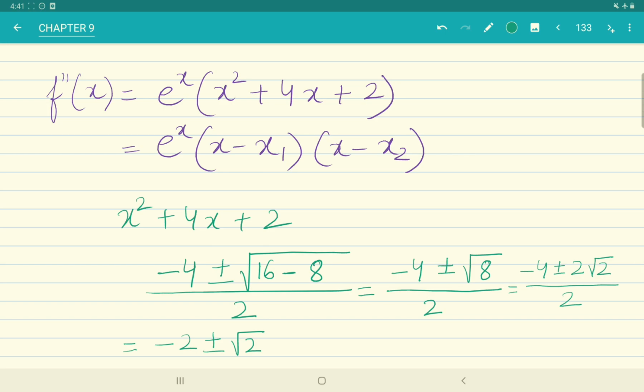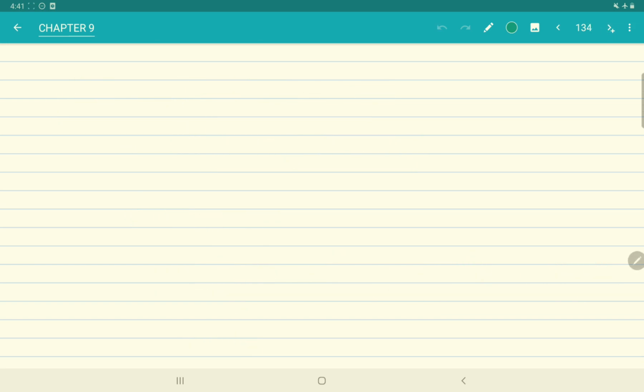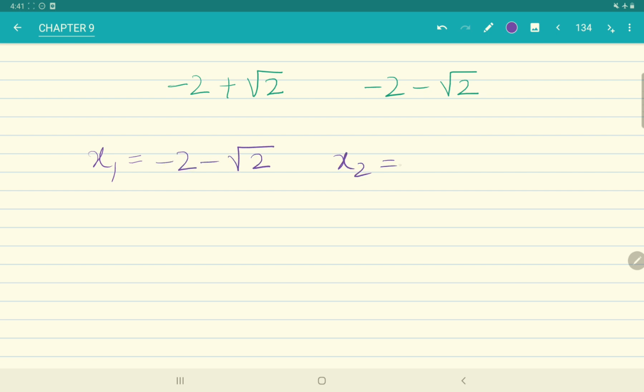So that means you have one root is minus 2 plus root 2, the other is minus 2 minus root 2, and that just means that in this case x1 is equal to minus 2, let's say minus root 2, and x2 is equal to minus 2 plus root 2. And so these are the two roots of that quadratic equation. Which quadratic equation? This quadratic equation.